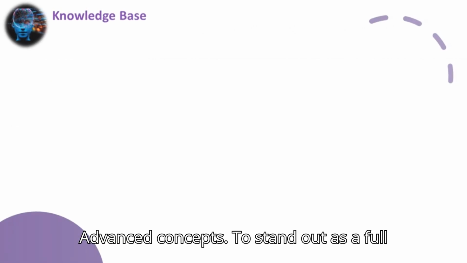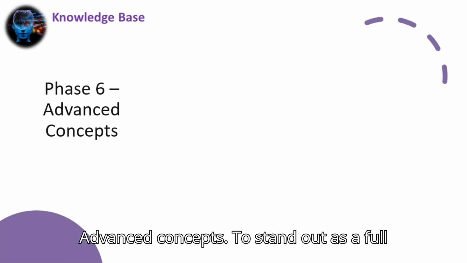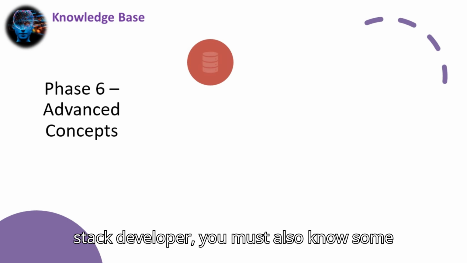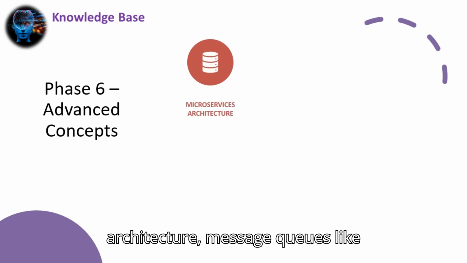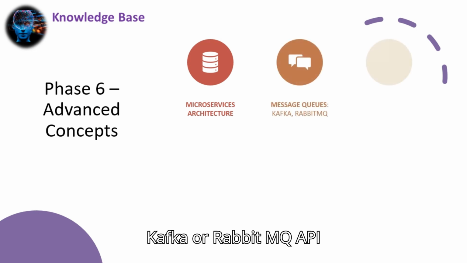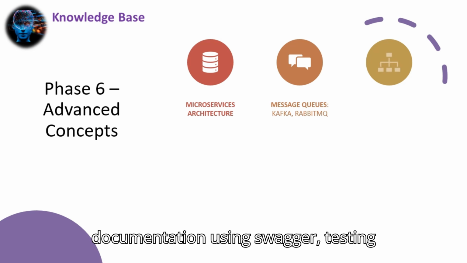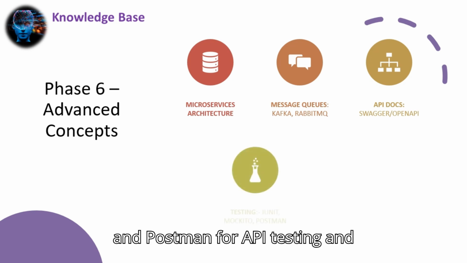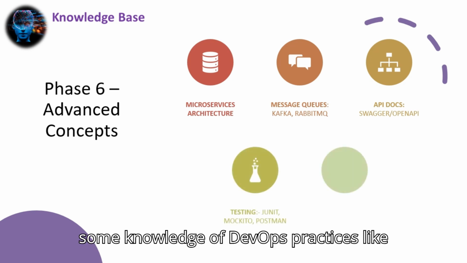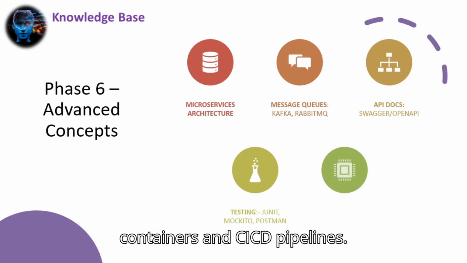Phase 6. Advanced concepts. To stand out as a full-stack developer, you must also know some advanced concepts. Microservices architecture, message queues like Kafka or RabbitMQ, API documentation using Swagger, testing frameworks like JUnit, Mockito, and Postman for API testing, and some knowledge of DevOps practices like containers and CI/CD pipelines.